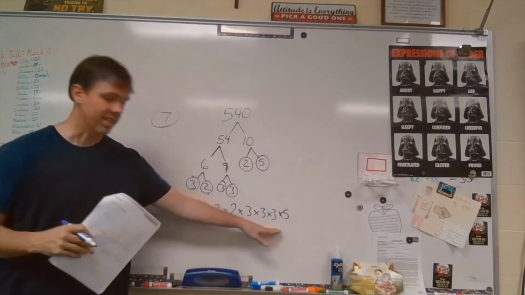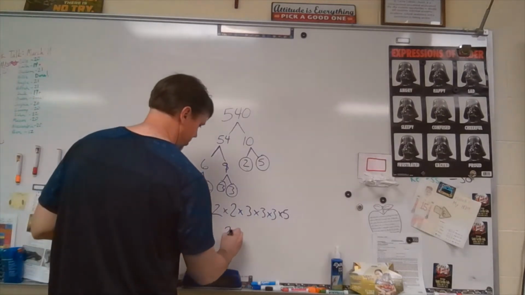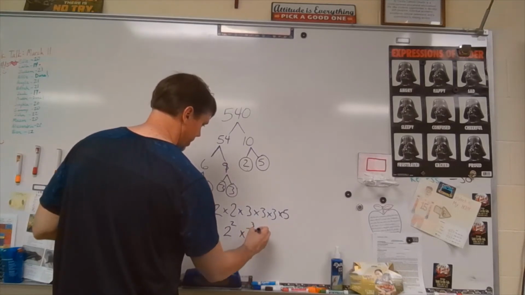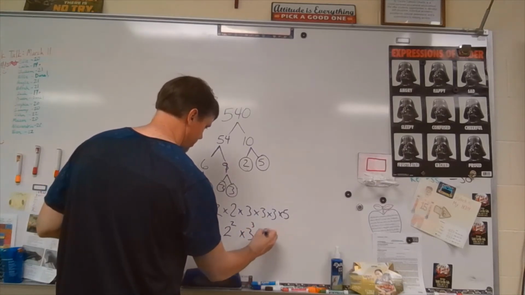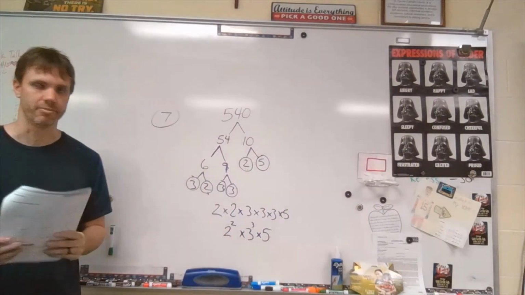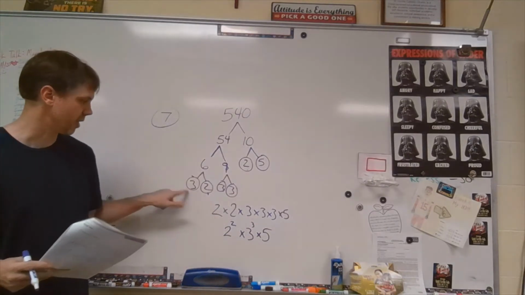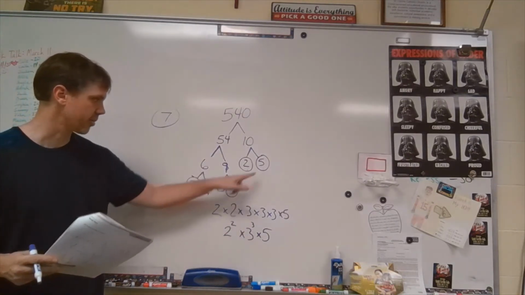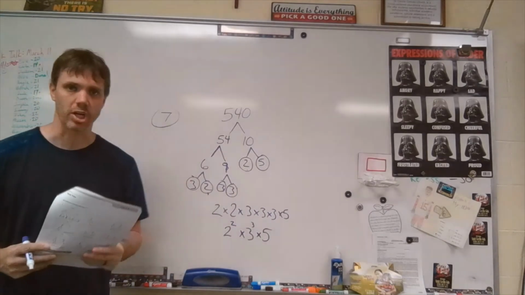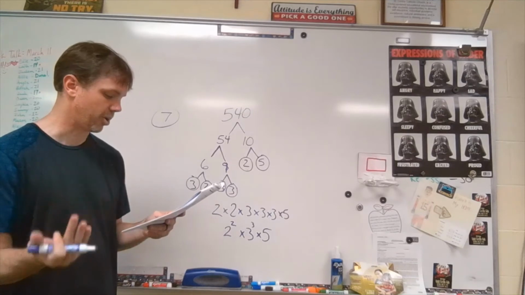So again, this is a lot to write out, yeah? But we could just say that this is 2 to the power of 2 times 3 to the power of 3 times 5. And it's a little bit smaller. It means the same thing, just a little bit smaller and easier to write. You just count up: I've got 1, 2 2s, so it's 2 to the power of 2. I've got 1, 2, 3 3s, so it's 3 to the power of 3. I have 1 5, so it's just 5. There you go. That is the prime factorization for number 7.